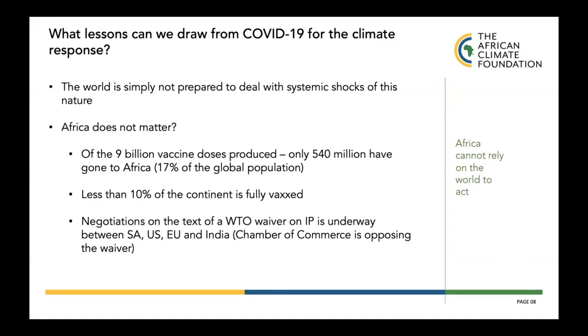And we've seen how vaccine inequity has played out over the past 2 years. So by early this year, only 540 million of the 9 billion vaccines produced went to Africa, a continent that represents 17% of the global population. And while people in the global north are receiving booster shots, only 10% of Africa's population is fully vaccinated. And it's only now, 2 years down the line, that an agreement has been reached between the US, South Africa, the EU, and India to lift WTO waivers on vaccine IPs. But they're still negotiating the text, and there are powerful interests opposing that waiver.